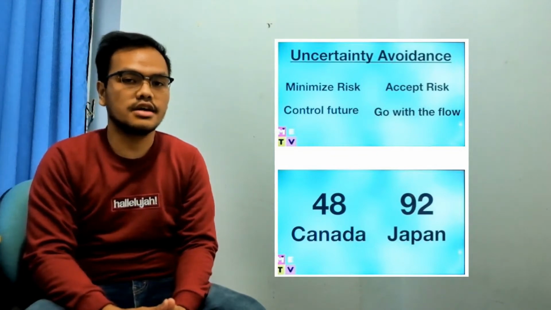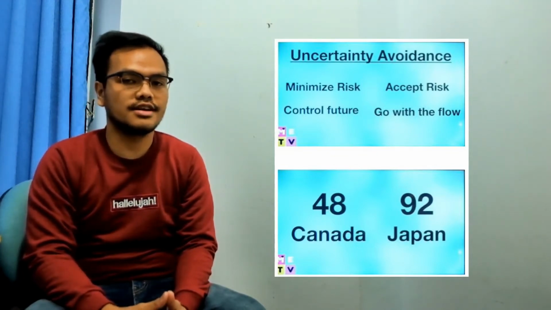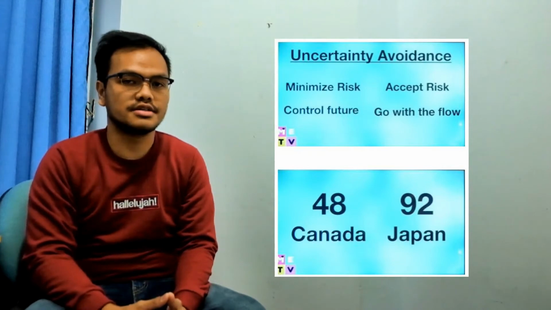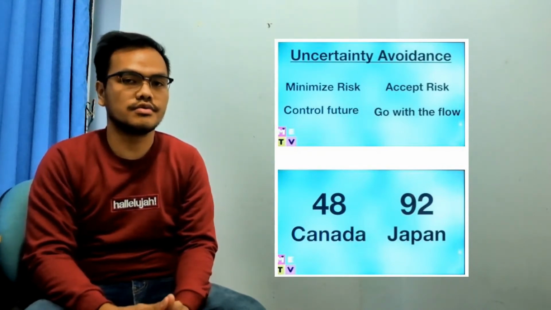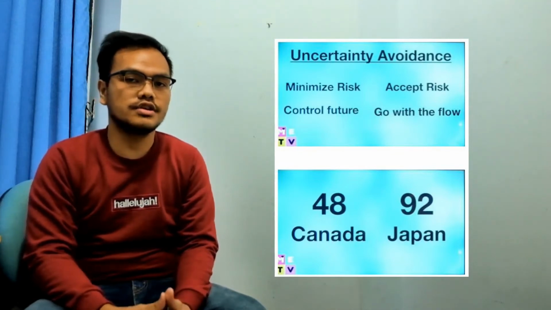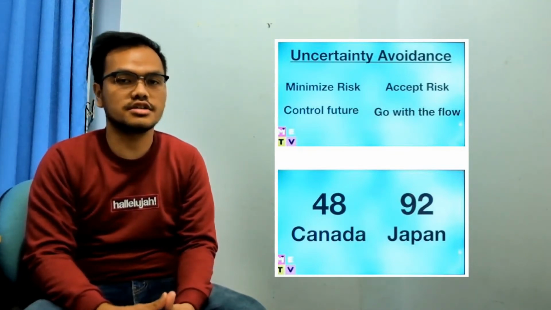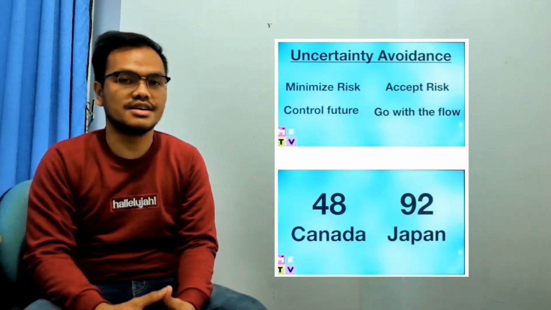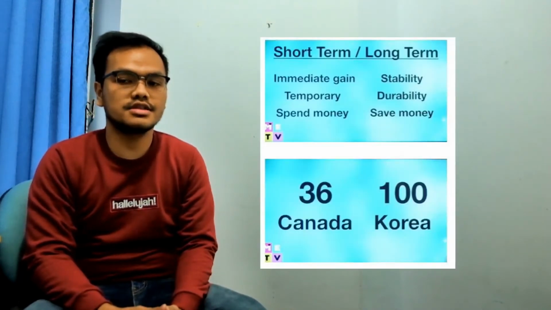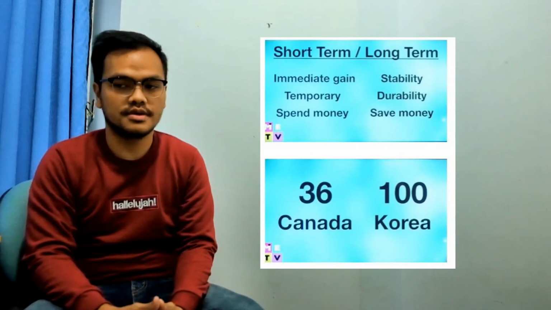On the other hand, Canada really likes to accept immigrants because they really go with the flow, accept risk. Even though in the future the immigrants can change their culture and traditions, they just accept it. They don't really like to bear with the risks that in the future can threaten them, but they just go with the flow. And the fifth dimension is short-term versus long-term orientation.